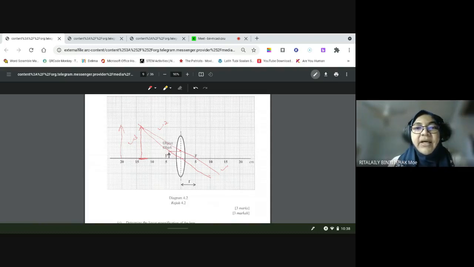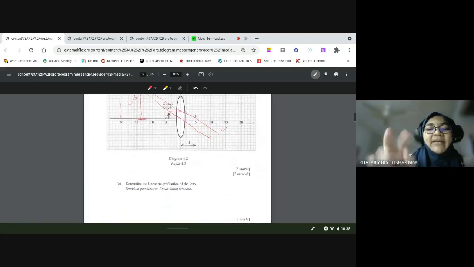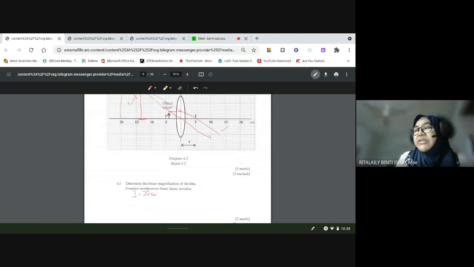Dengan syarat awak print 1 page. Kalau print 2 page mungkin dia lari sikit lah. Tak lari sangat pun. Okay, kalau lukisan tepat, image distance adalah 20 cm. Image distance V. Object distance 5.